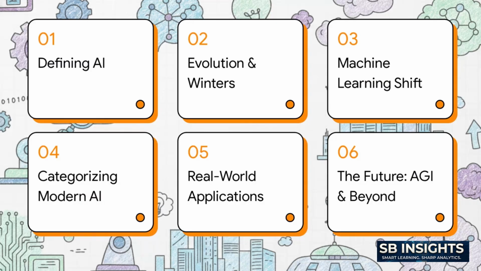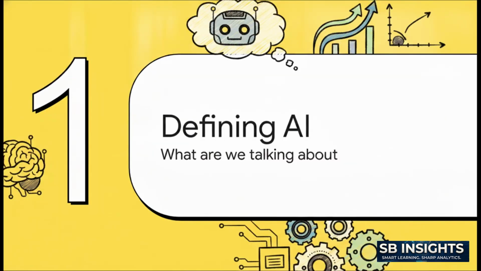Okay, let's dive into this. Here is our roadmap for today. We'll start by defining AI. Then we'll look at its evolutionary winters and explore the massive shift toward machine learning. After that, we'll categorize modern AI, examine some real-world applications, and finally, we'll take a peek into the future with AGI.